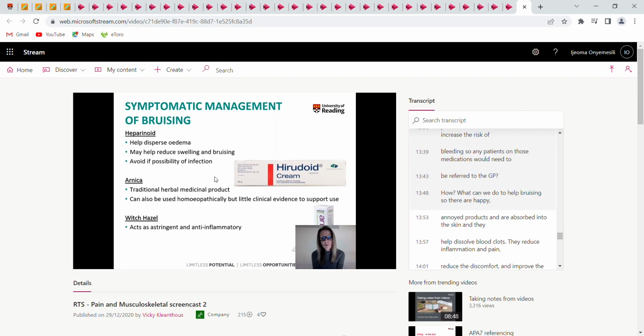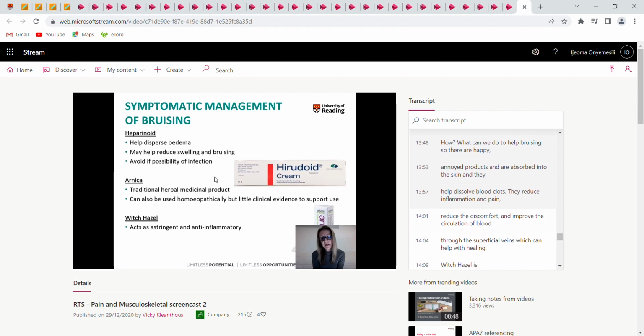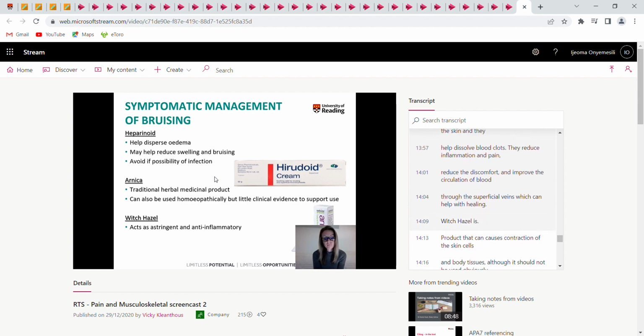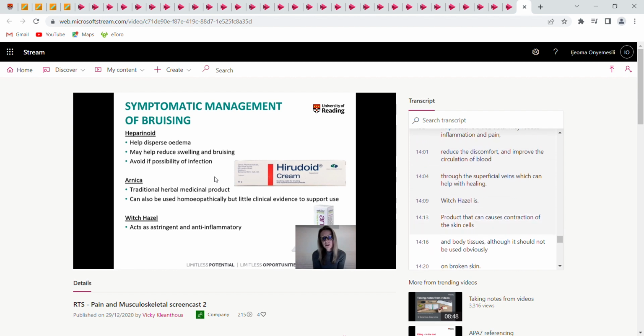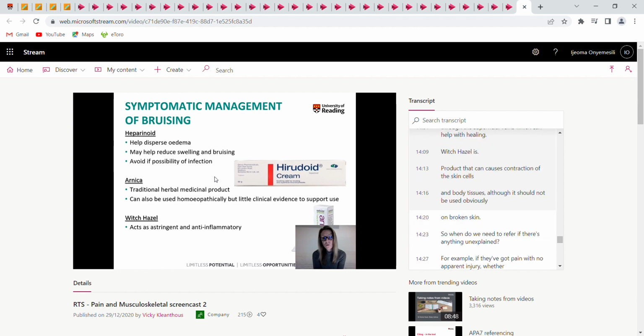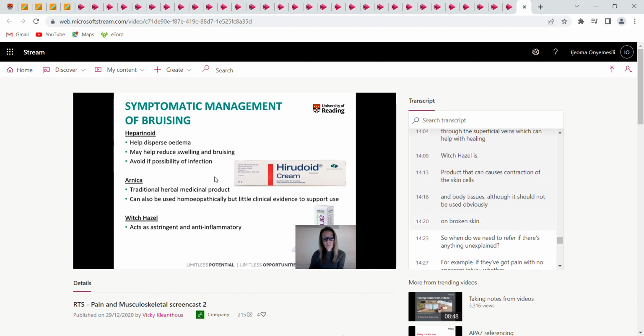What can we do to help bruising? So there are heparinoid products that are absorbed into the skin and they help dissolve blood clots. They reduce inflammation and pain, reduce the discomfort and improve the circulation of blood through the superficial veins, which can help with healing. Witch hazel is a product that causes contraction of the skin cells and body tissues, although it should not be used, obviously, on broken skin.